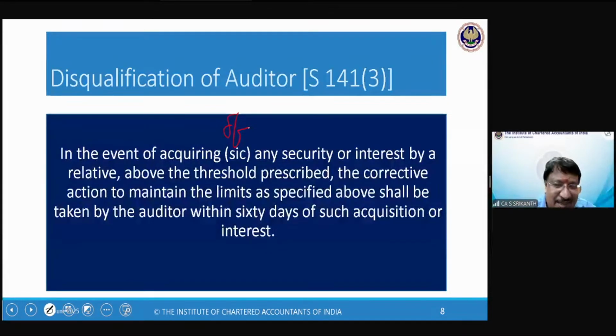Under the Companies Act. For the IBC, Insolvency and Bankruptcy Code, she's a relative. But for the Companies Act, sister, brother, that's all.